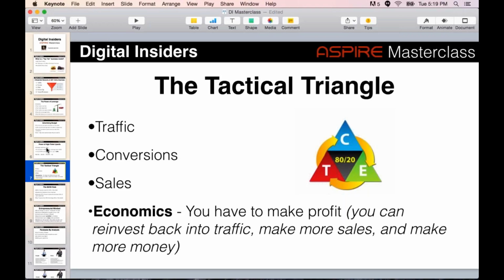But if you're making that $100 back, if you're at least breaking even, then you can constantly be reinvesting that money. And if you're making a profit, then you can spend more each time you're buying traffic. So if you were making $150 back from your $100 investment, that means tomorrow you get to spend $150 on traffic. Then the next day maybe it's $175. Then the next day $200, and that's how you really scale your business.